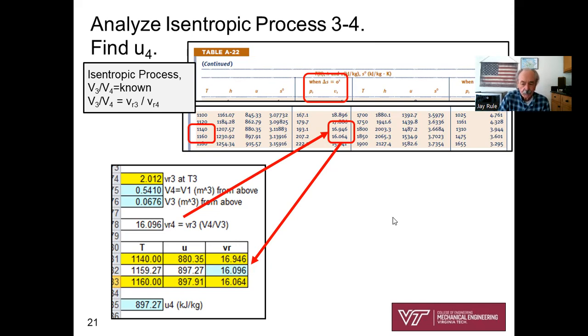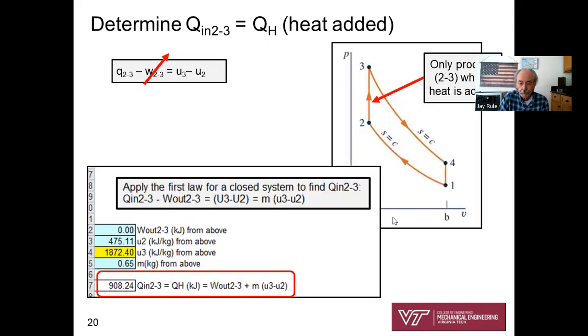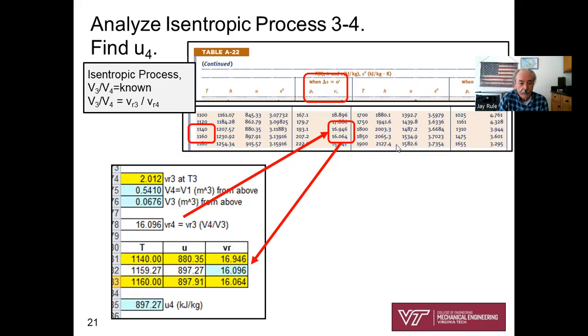Okay. Let me go back and look. V3 over V4. Here's V3. Well, that's the same as V2. And V4, that's the same as V1. So that's how come I say we know V3 over V4. That's 1/8. V4 over V3 is 8, okay? We also know for the isentropic process then, V3 over V4 equals VR3 over VR4.